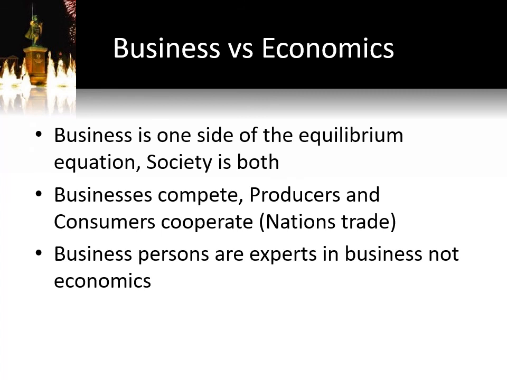For instance, businesses compete with one another, right? But producers and consumers cooperate. And so businesses and business persons will tend to see things through a competitive zero-sum lens that doesn't necessarily jibe with how economists see things, through a cooperative positive sum. Hey, it's about surpluses. It's about growing the pie. And so that's a big difference that people have.